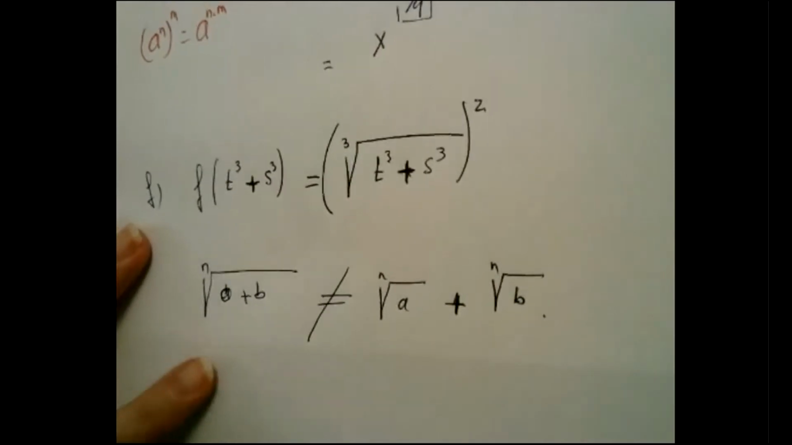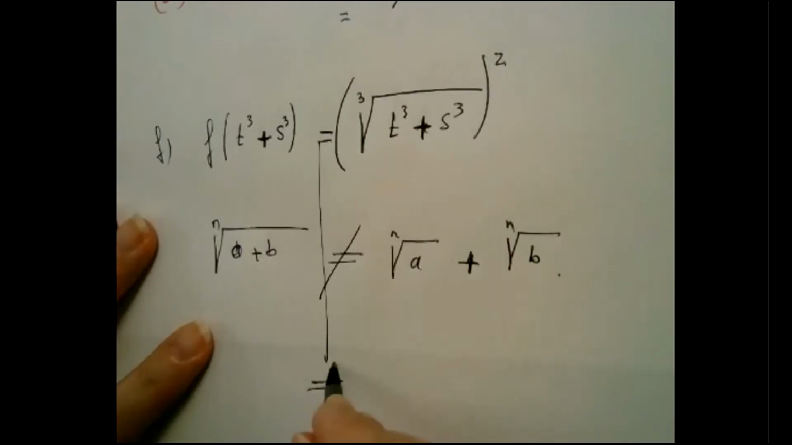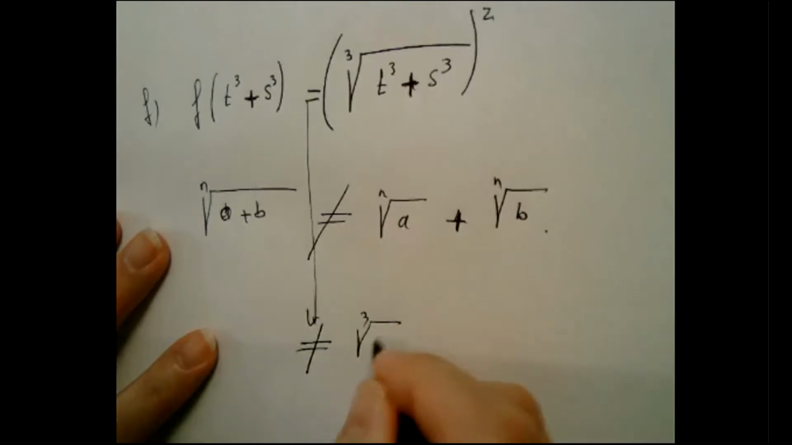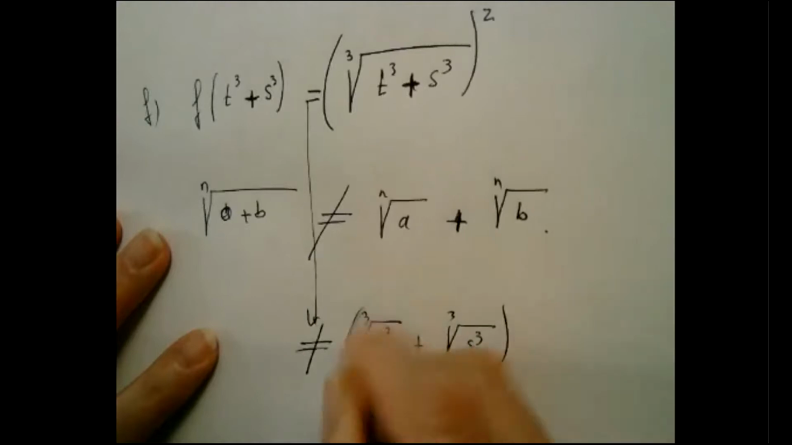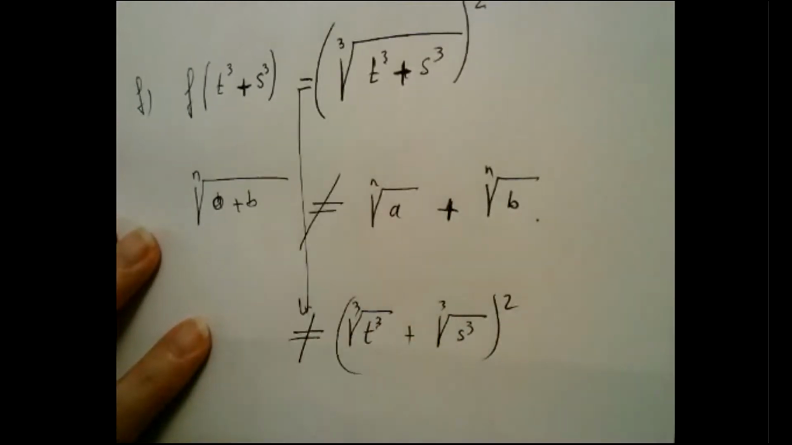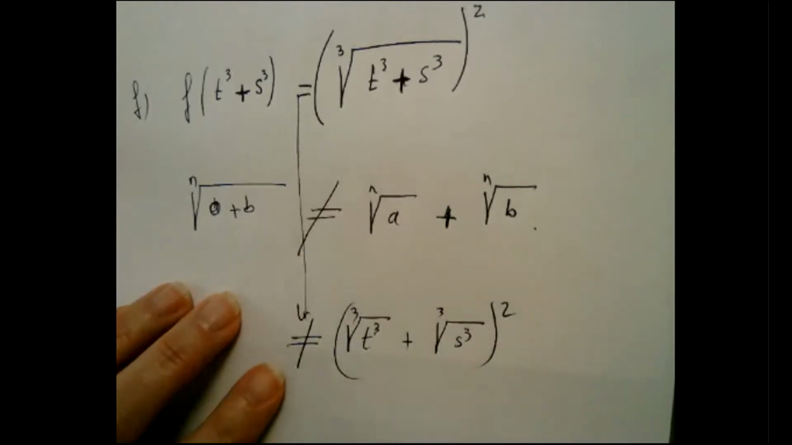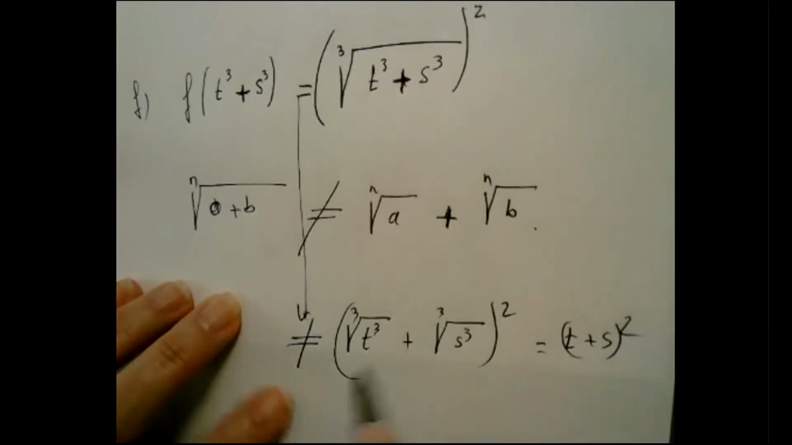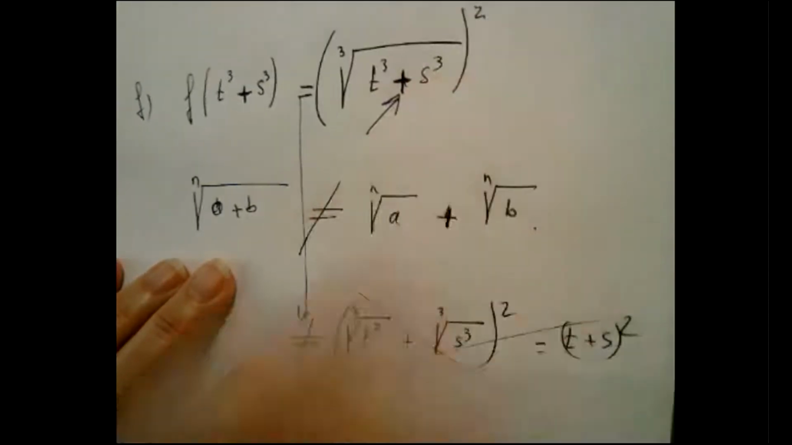Why am I saying that? I'm saying that for the following reason: this is not the cubic root of t cubed plus the cubic root of s cubed, squared. I cannot split that. There is no way I can split that. It is absolutely wrong. So it's not t plus s squared. This is not the answer because I cannot split if I have an addition.